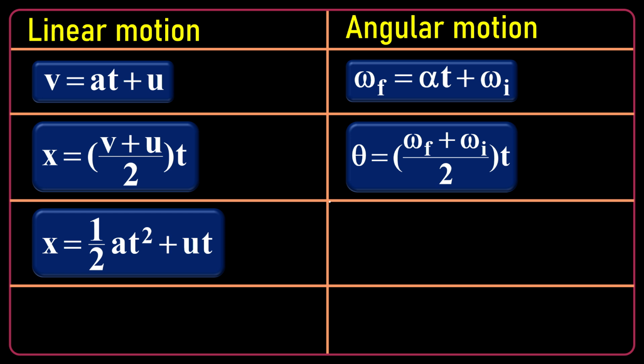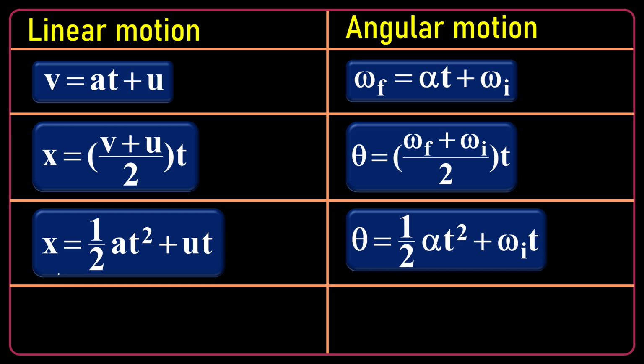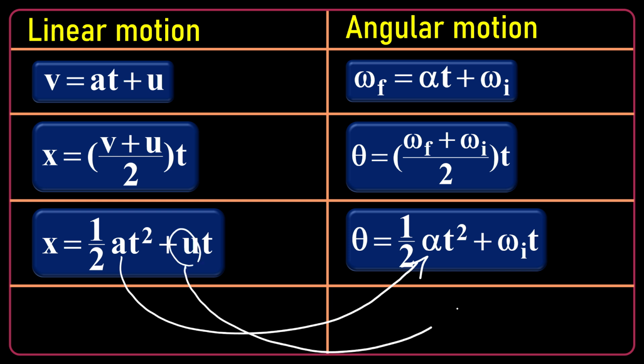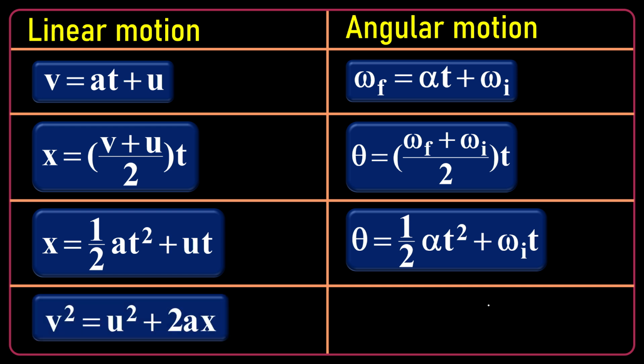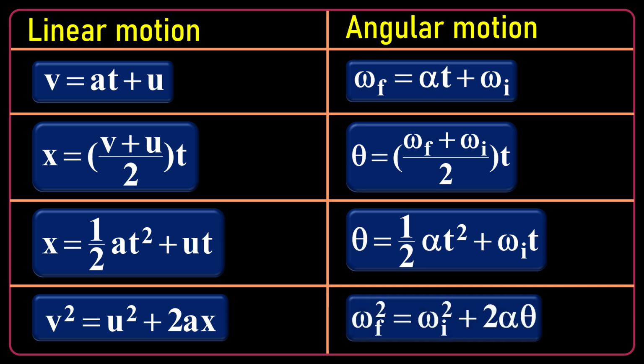x equals a half of at squared plus ut. X here would be theta. A will be alpha in rotational motion, and u, initial velocity, will be omega, initial angular velocity. And finally, as I mentioned, the time-independent equation v squared is equal to u squared plus 2ax. Similar to that, omega squared equals omega initial squared plus 2 alpha theta.